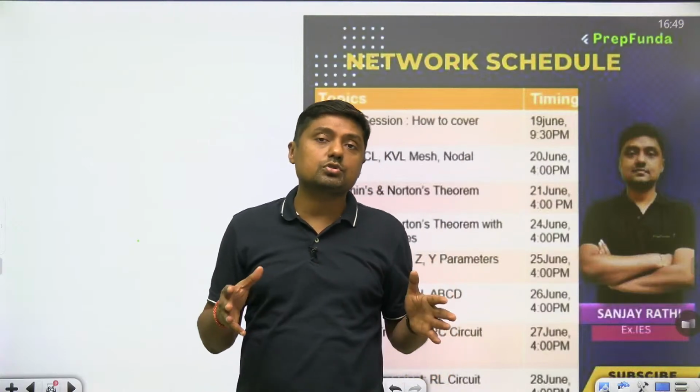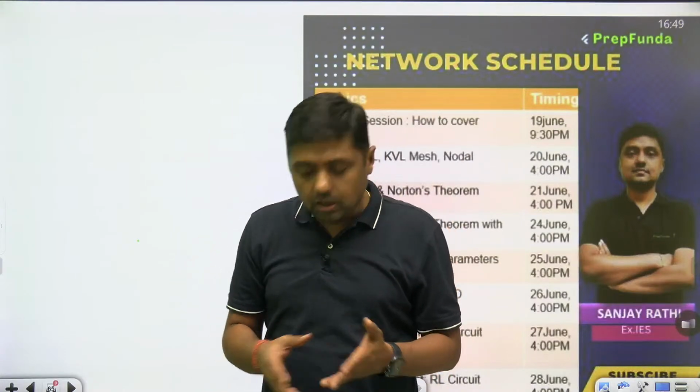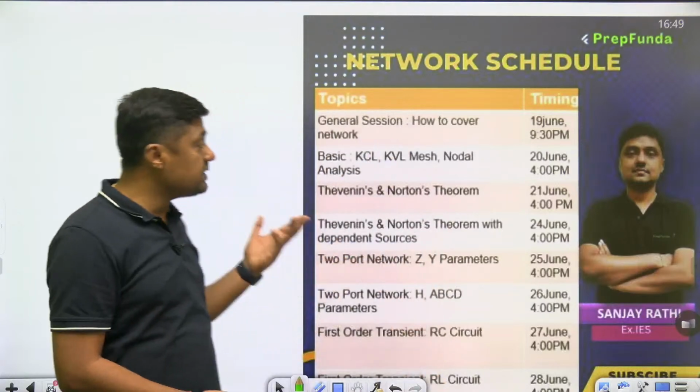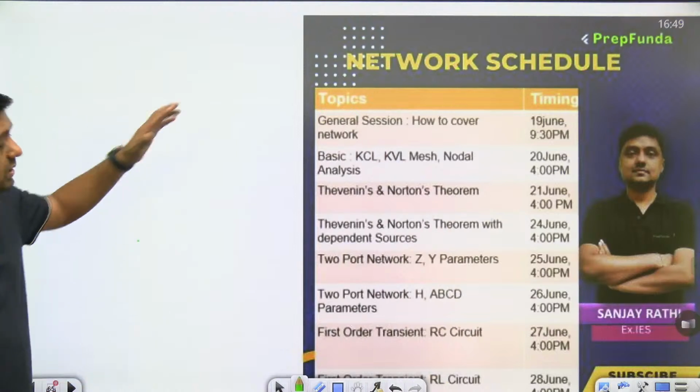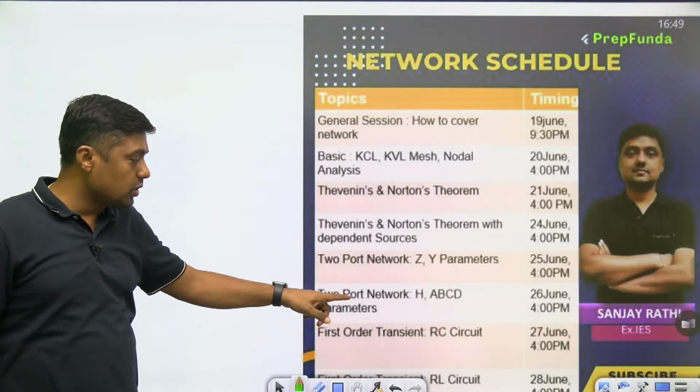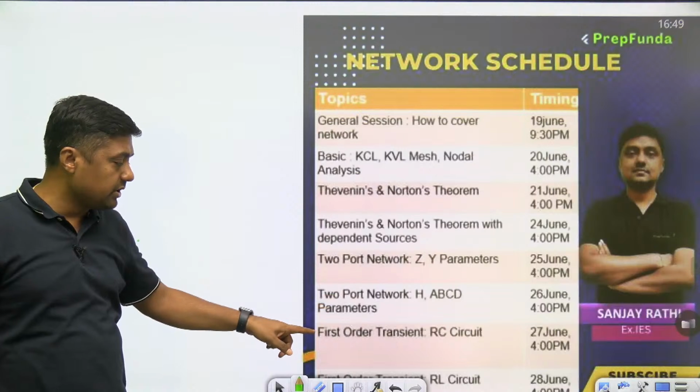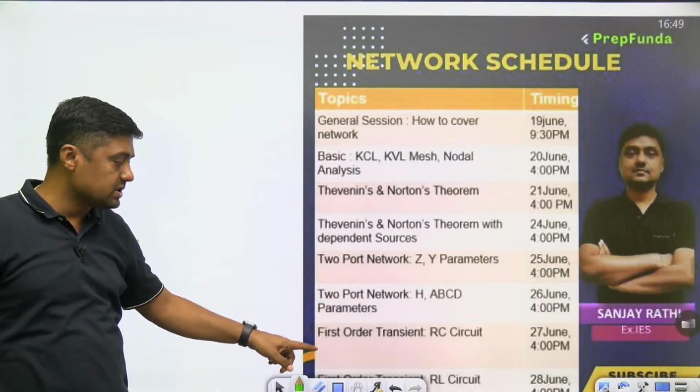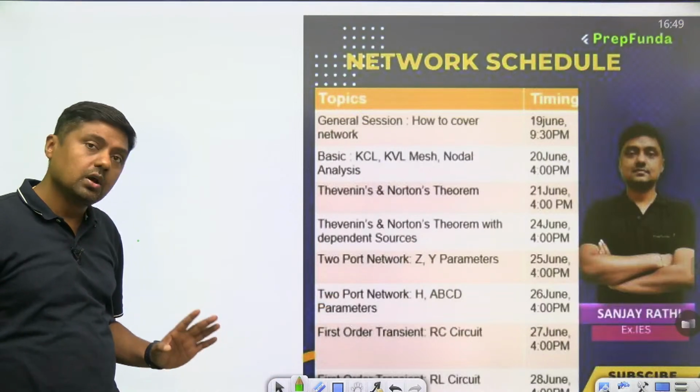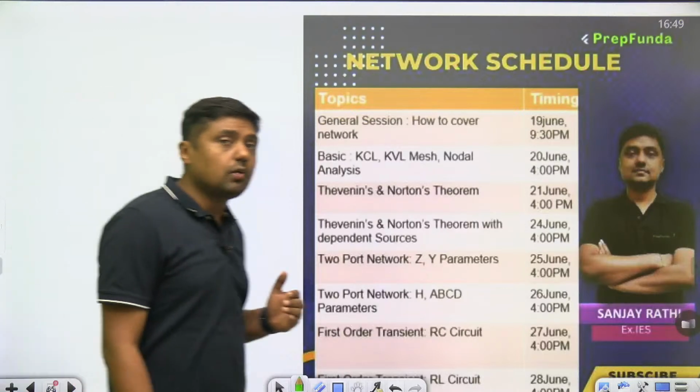Then guys, we will solve questions on black box. Then we will solve questions with dependent sources. Then automatically you will get command over the two-port network. But first, basic idea, revise the concept. Tomorrow I am going to solve two-port network with H, A, B, C, D parameters. Then first order transient, then RC circuit, then first order transient RL circuit. Okay. First I will try to cover 50% basics.